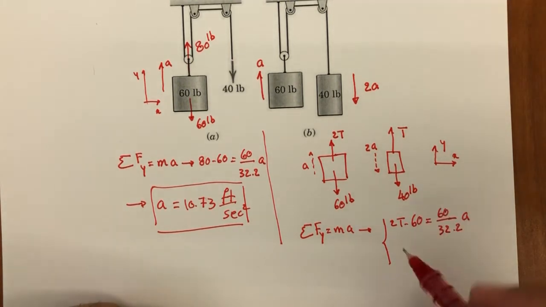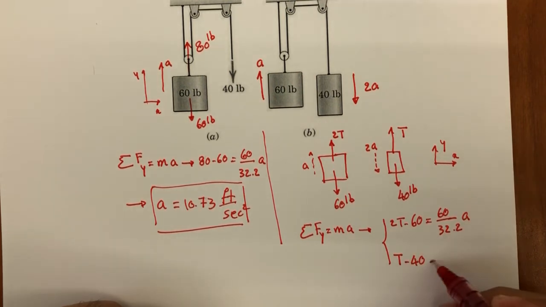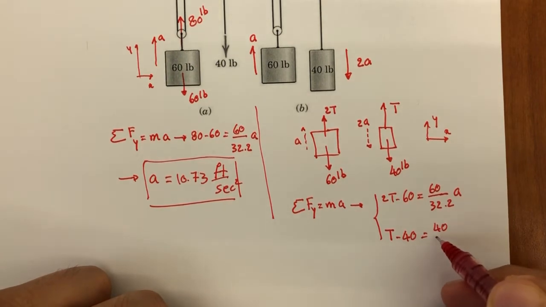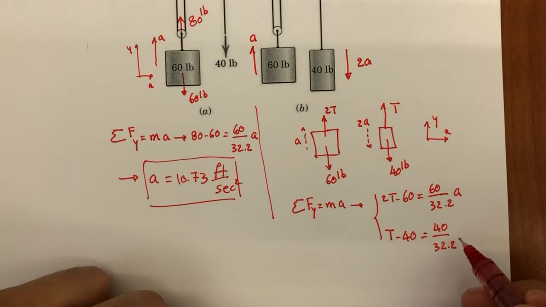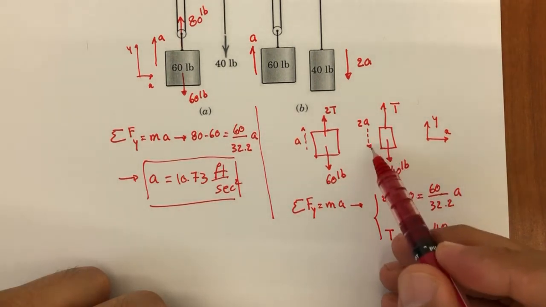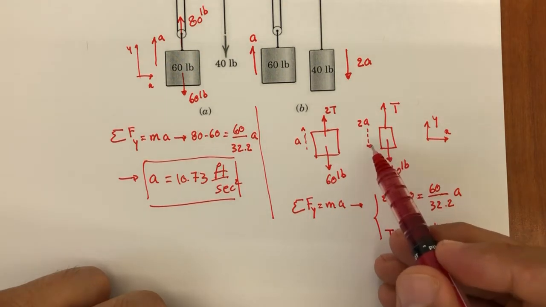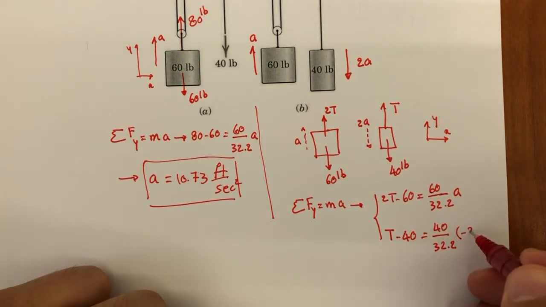For this one, we have T minus 40 pounds is going to be equal to mass of it, which is 40 divided by gravitational acceleration, 32.2, times the acceleration of it. The acceleration of it is 2A downward. So in our coordinate, that's going to be a negative acceleration. So negative 2 times A.